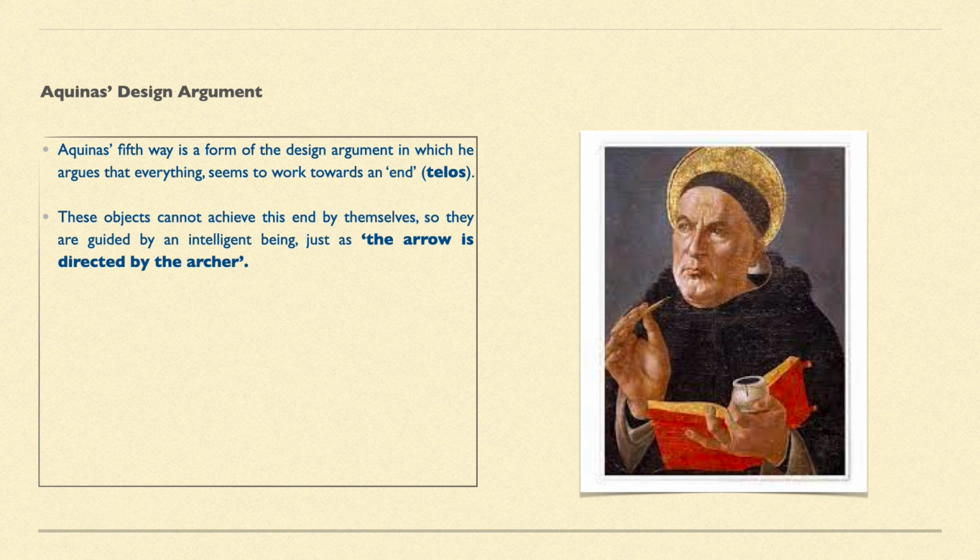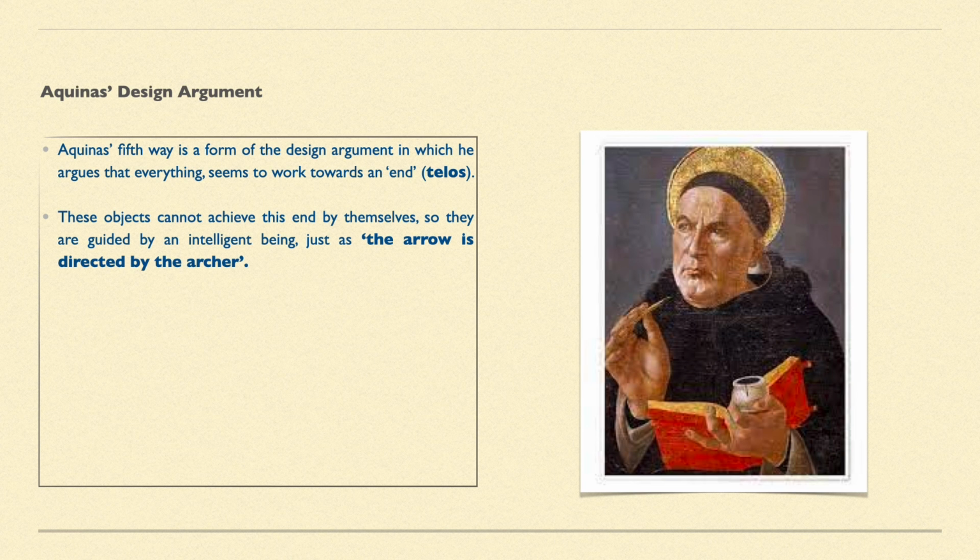Now, these objects simply can't achieve this end goal or purpose by themselves, so they are guided by an intelligent being. Aquinas, famous for his analogies, as you'll see throughout the course in various topics, uses one here. The arrow is directed by the archer. Of course, the arrow can't simply find and navigate its way to the bullseye by itself. It needs an archer to guide and direct it.